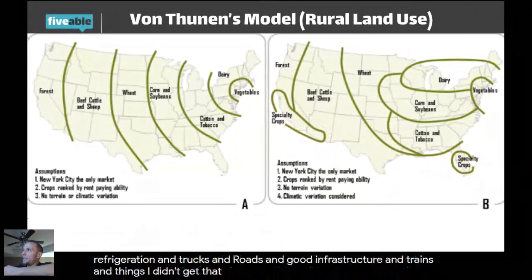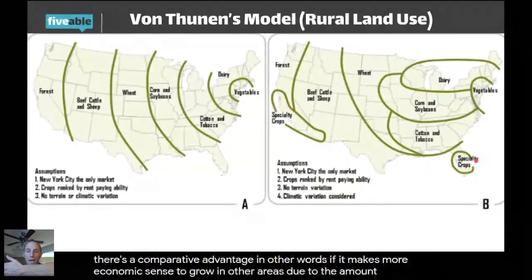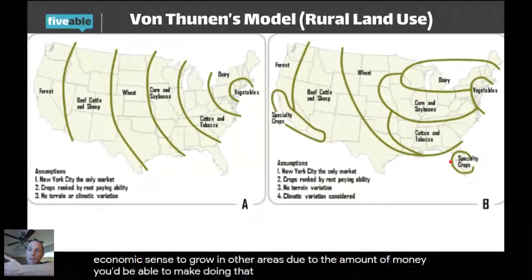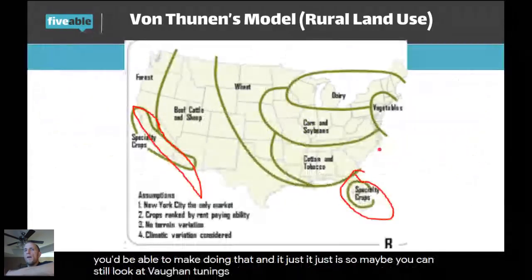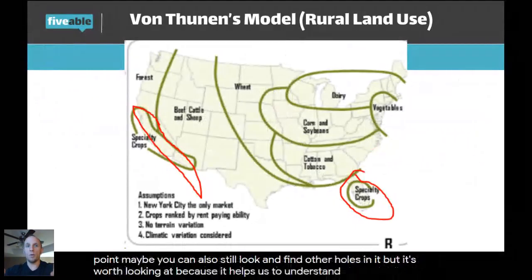And in this case, you can have the biggest market all day long over in this area, but if the climate won't let you grow it right here, you're not going to grow it there, especially if there's a comparative advantage. In other words, if it makes more economic sense to grow it in other areas due to the amount of money you'd be able to make doing that. And it just is. So maybe you can still look at von Thunen's model and say, I think that dude had a point. Maybe. You can also still look and find other holes in it, but it's worth looking at because it helps us to understand spatial perspective, the why of where.